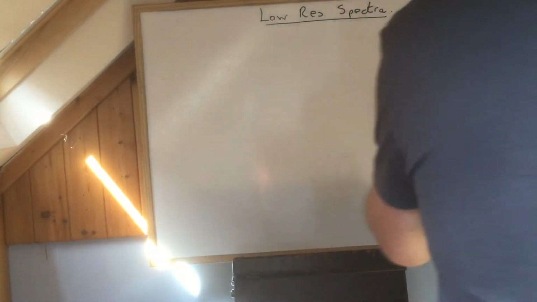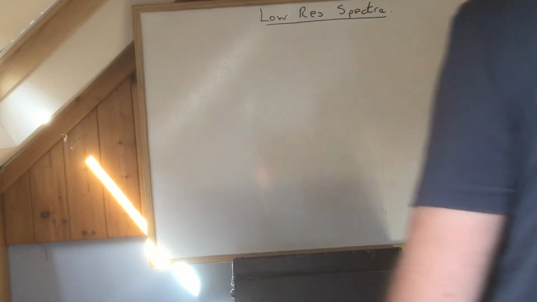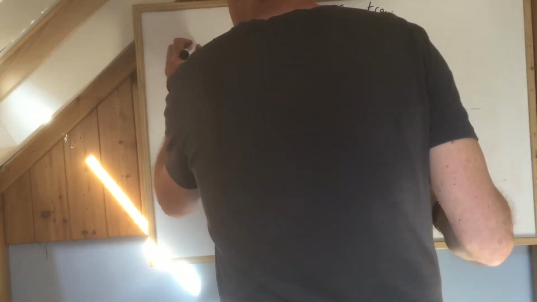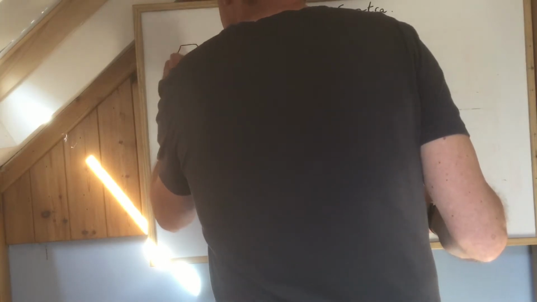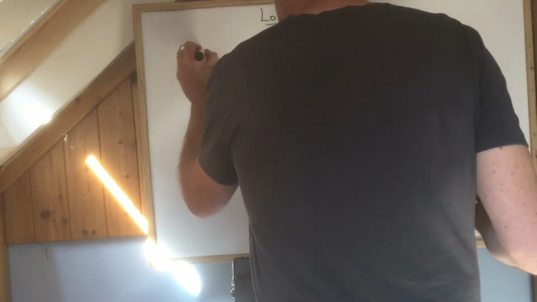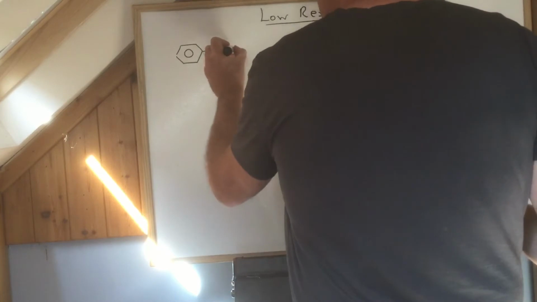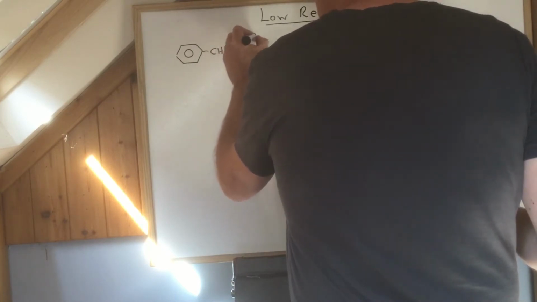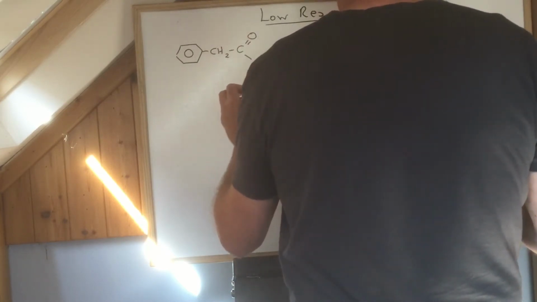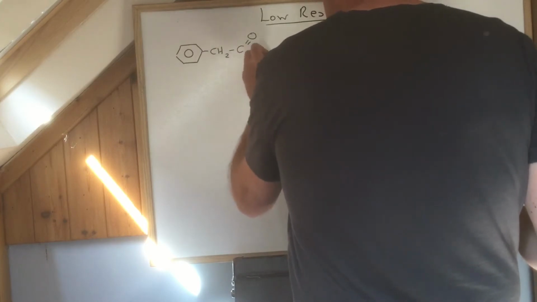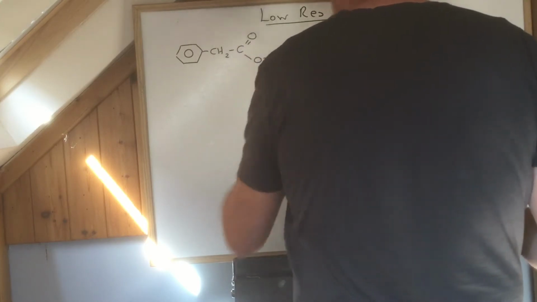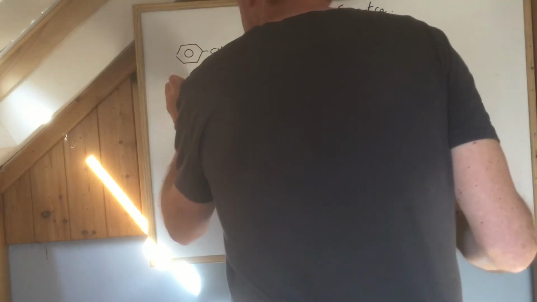All right, so without further ado, let's crack on with this. Let's have a look at this one. I'm going to put an aromatic ring in. These come up quite a lot in the spec. So CH2. Again, it's still an ester configuration. There. All right, table underneath.